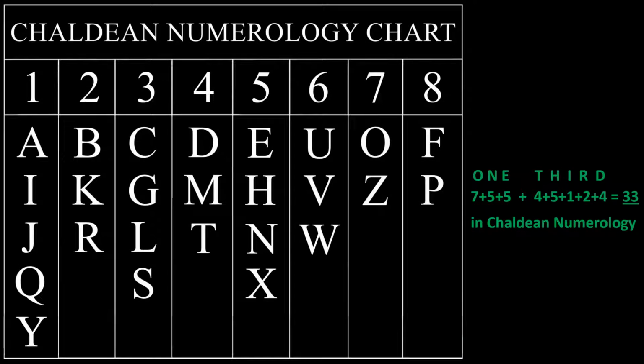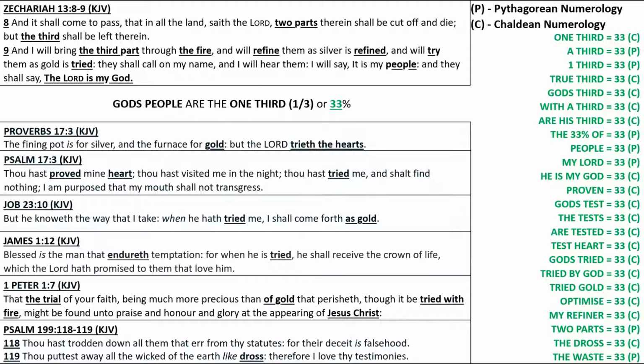Now here's an example using the Chaldean chart to translate the phrase "one third" into numbers. O is 7, N is 5, E is 5, T is 4, H is 5, I is 1, R is 2, and D is 4. The total of all these values is also 33. The number 33 is in relation to God's people, the one third or 33% spoken of in Zechariah chapter 13 verses 8 to 9.